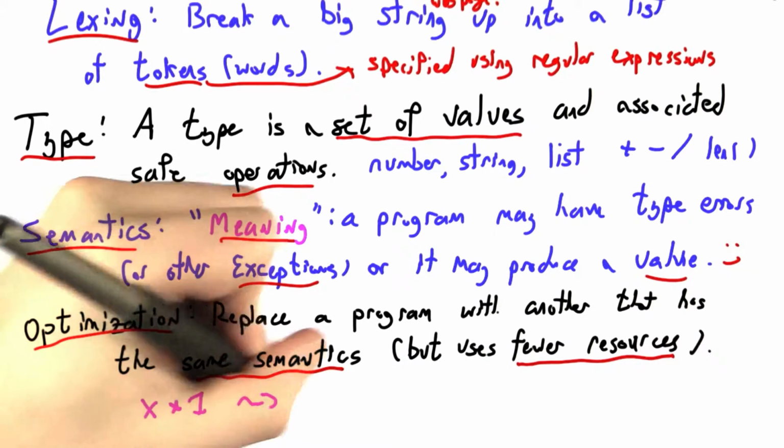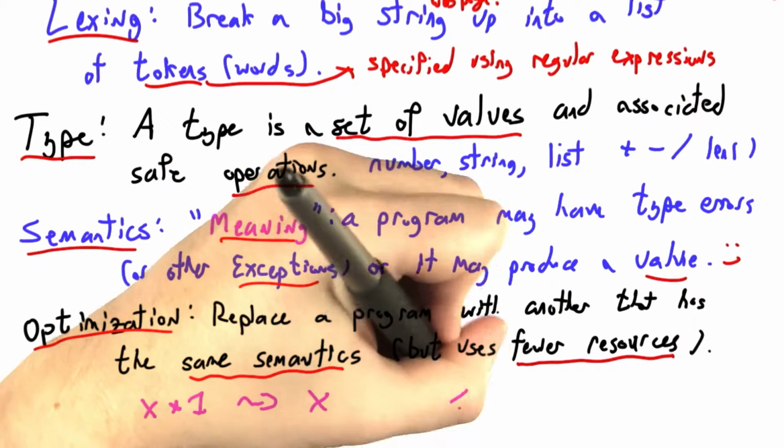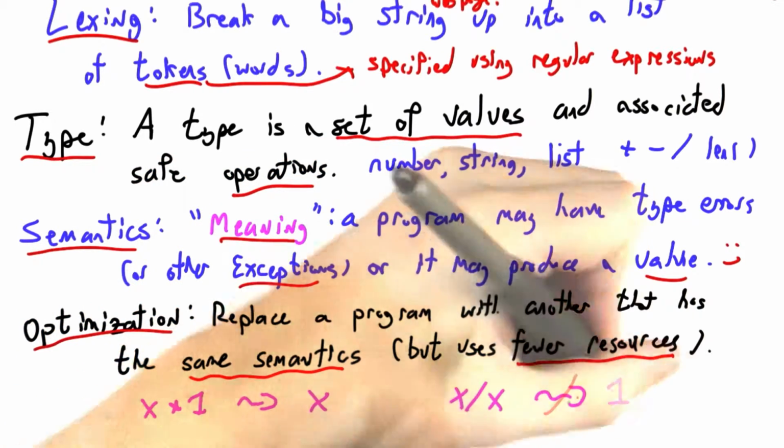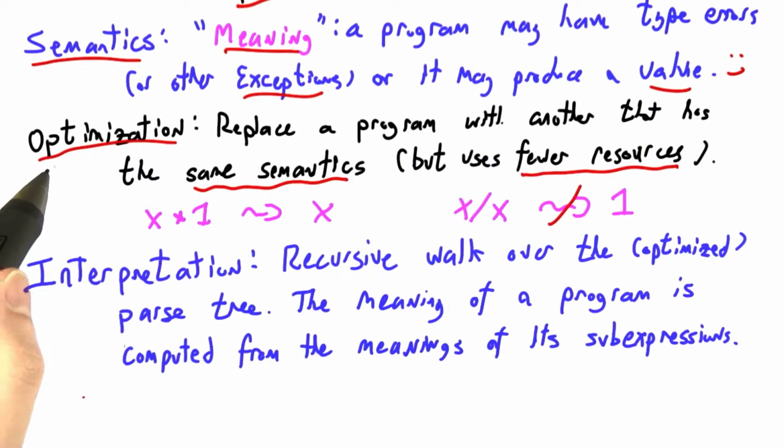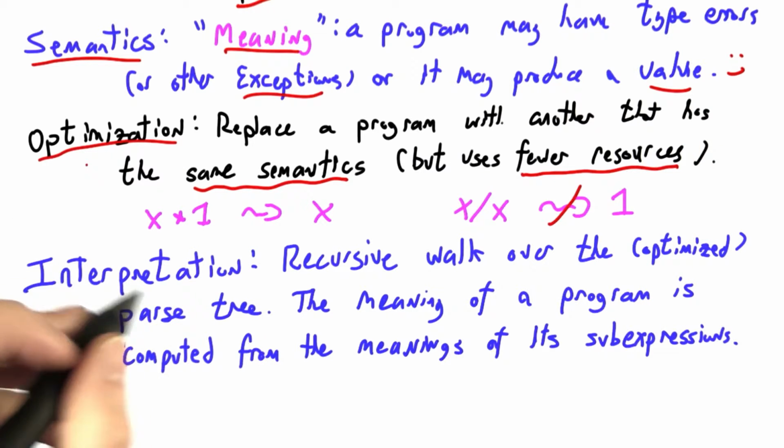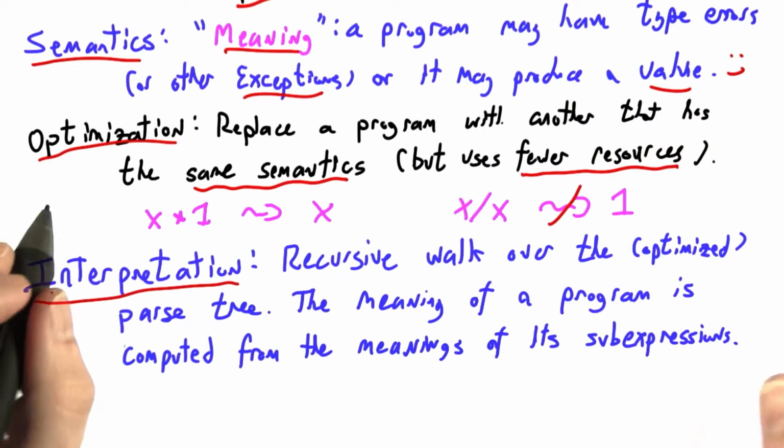X times 1 could be replaced with just x, but x divided by x cannot be replaced with 1 because in the single case where x is 0, this changes the meaning of the program. After optimizing, or not, you never have to optimize, we can move on to interpretation. This is the fun part.